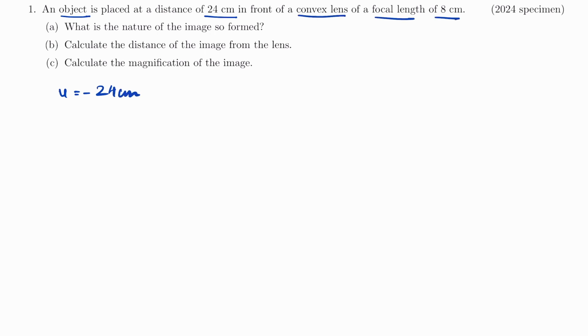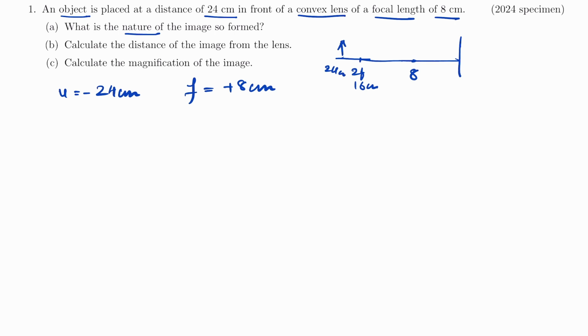So since it is a convex lens, f is equal to plus 8 cm. First question, what is the nature of the image? A convex lens always forms a real and magnified image. So if you take this as the lens, the focal length is over here at 8 cm. So obviously 2f will be at 16 cm. And the image is somewhere around here at 24 cm.